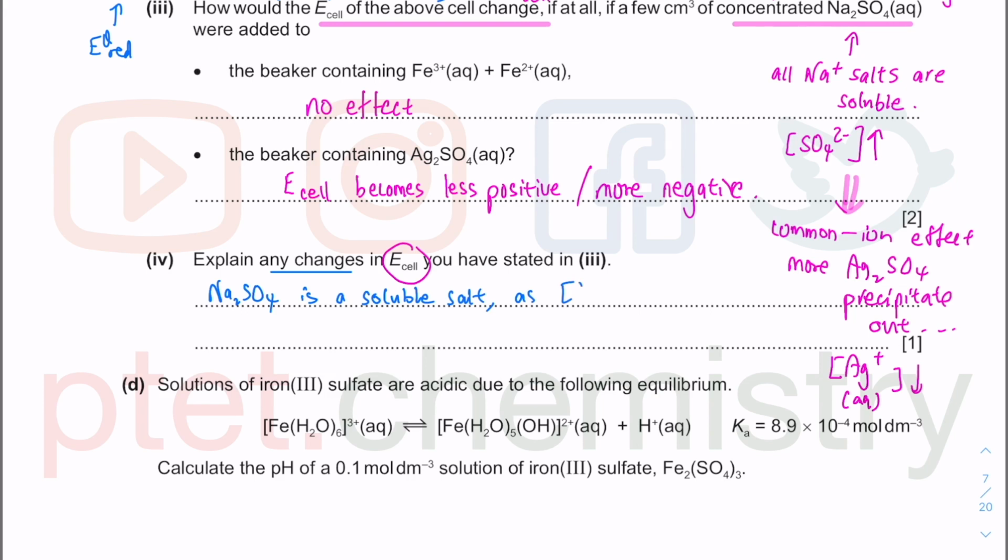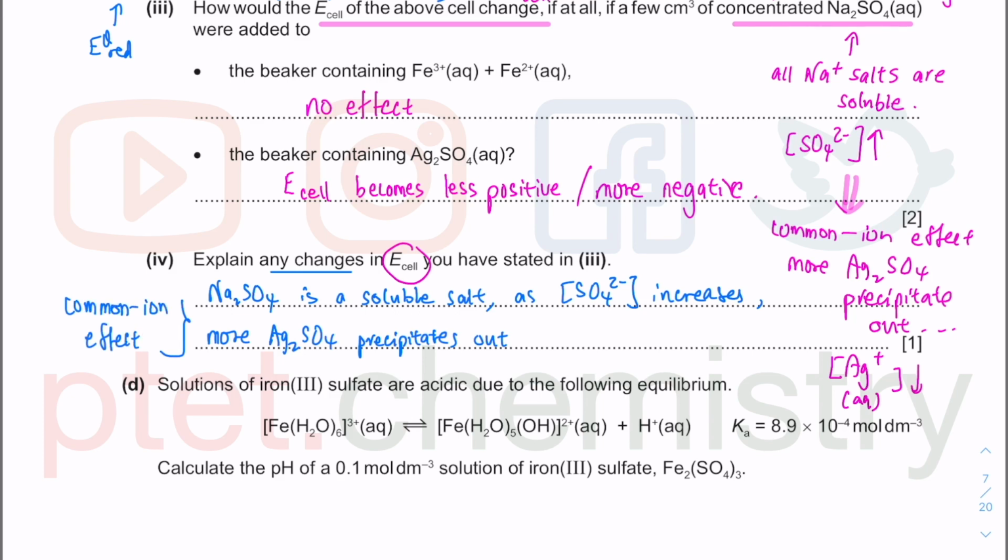As the concentration of sulfate increases, what's going to happen is more Ag2SO4 precipitates out. And if more Ag2SO4 precipitates out, this is actually the common ion effect. It is not going to be relevant by you stating the effect without explaining it. It's not going to get you the marks. So more Ag2SO4 precipitates out, Ag plus concentration decreases.